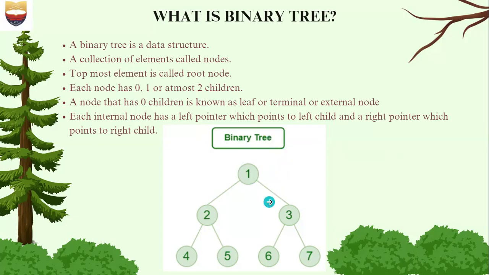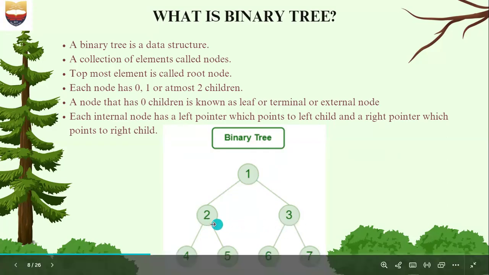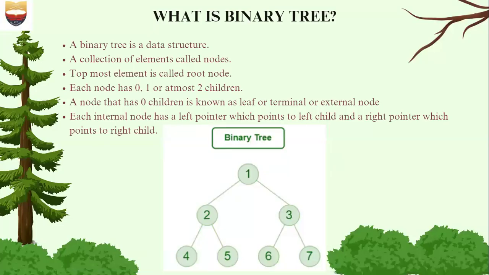If you look at this diagram, here one is the root of the tree. And if you take any particular node in this tree, except the leaf node, each one has two children, right? If you take one, it has two children, 2 and 3. If you take 2, it also has two children, 4 and 5. If you take 3, it also has two children, 6 and 7. And here 4, 5, 6, 7 are the leaf nodes of this particular tree because they don't have any children nodes.